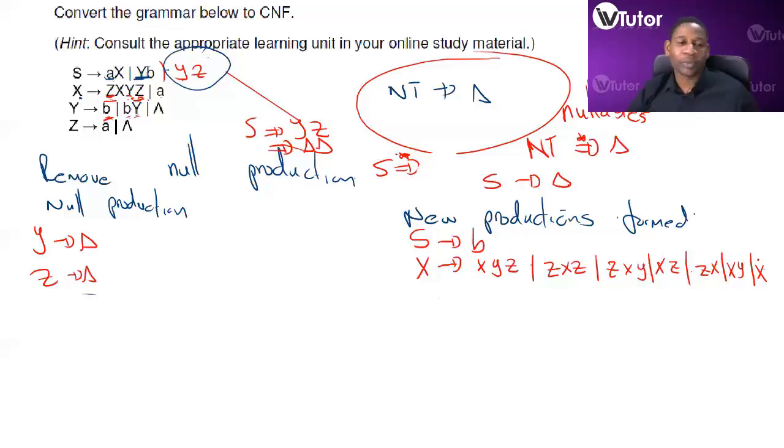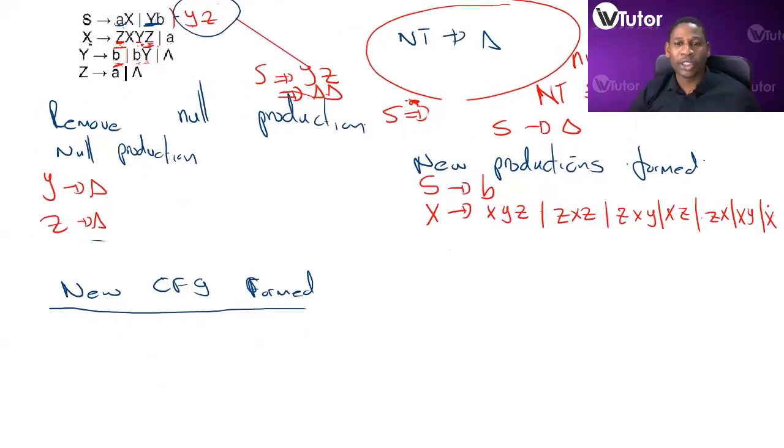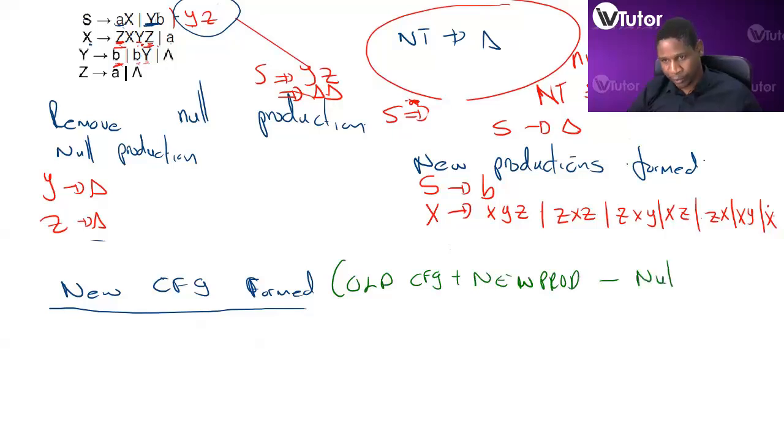Now, the killing of null productions leads to a new CFG being formed. The new CFG formed will consist of the old CFG plus the new productions less the null productions.